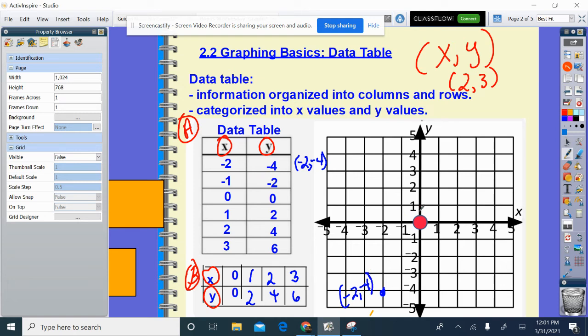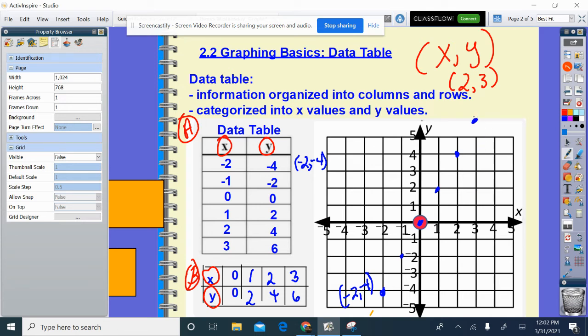But then we got -1, -2. So I'll go -1, -2 right there. Then I have 0, 0 right here in the center. Then I have positive 1, y being positive 2. And then x is 2, y is 4. X is 3, y is 6. So I should place it right about there.